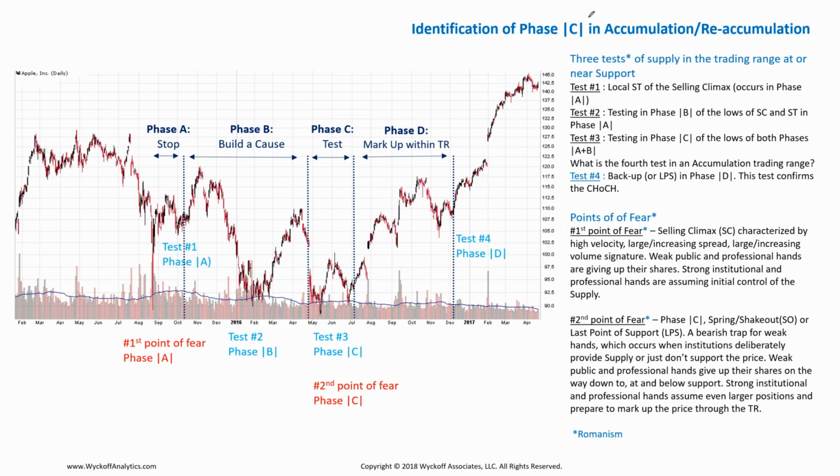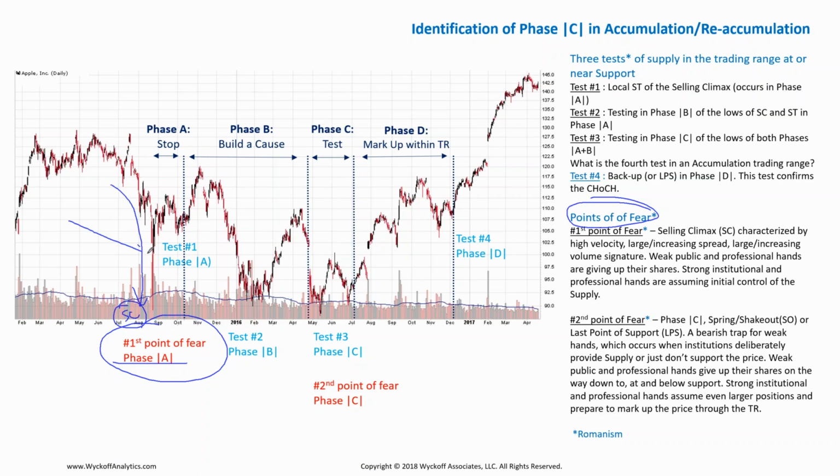Another identification of phase C that is very valuable to us is the second point of fear. Points of fear are all going to be discussed within the context of the sentiment. Our first bearish sentiment that we could find, and therefore the first point of fear, is going to be in phase A. It's going to be associated with the selling climax. Why does this point of fear develop this way? Well, I think I've mentioned this many times.